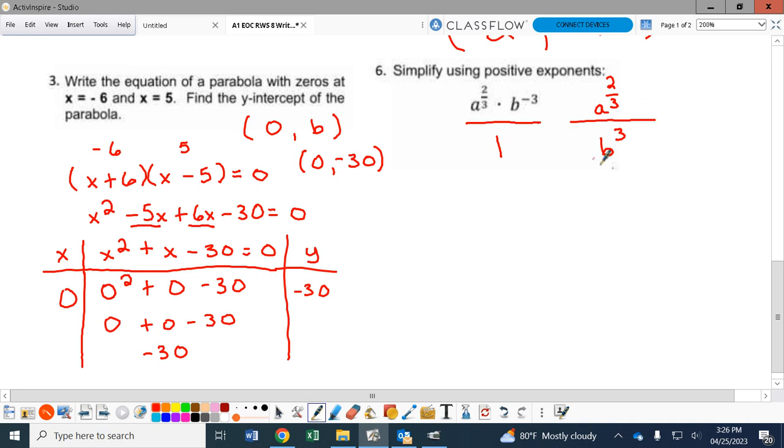And that's where it ends. You have no more negative exponents. There's nothing else you need to do to the problem. So that's the end of everything that's on the front, guys. Okay, let's go to the back side.